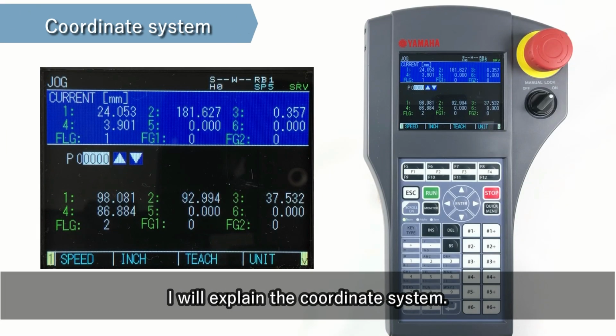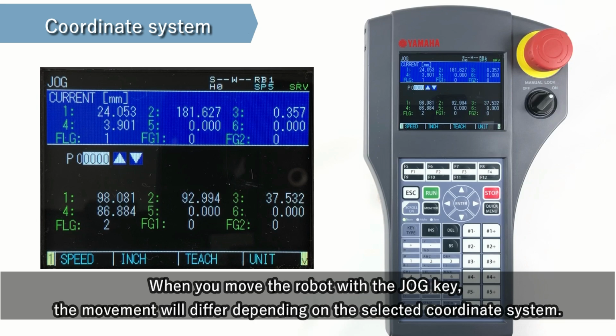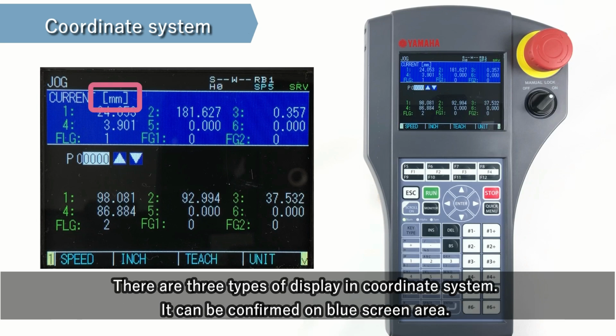I will explain the coordinate system. When you move the robot with the jog key, the movement will differ depending on the selected coordinate system. There are 3 types of display in coordinate system. It can be confirmed on blue screen area.